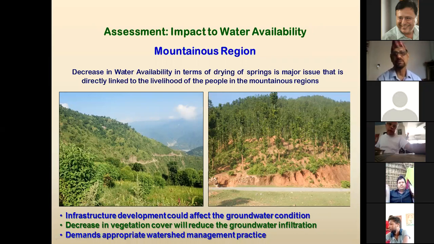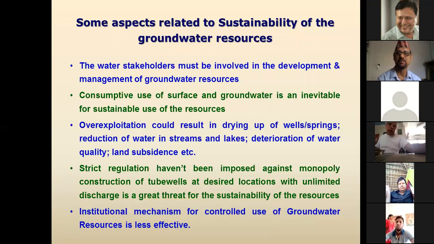So what can we do? Water stakeholders must be involved in the development and management of groundwater resources. It means whatever management plan is being formed should not be from the top-bottom level. It should be from the bottom-top level. The approach should be different. If you consider the voices of the stakeholders while making the plan, that plan is easily implementable. Otherwise, the plan cannot be implemented because the local stakeholders will not take ownership of the plan.